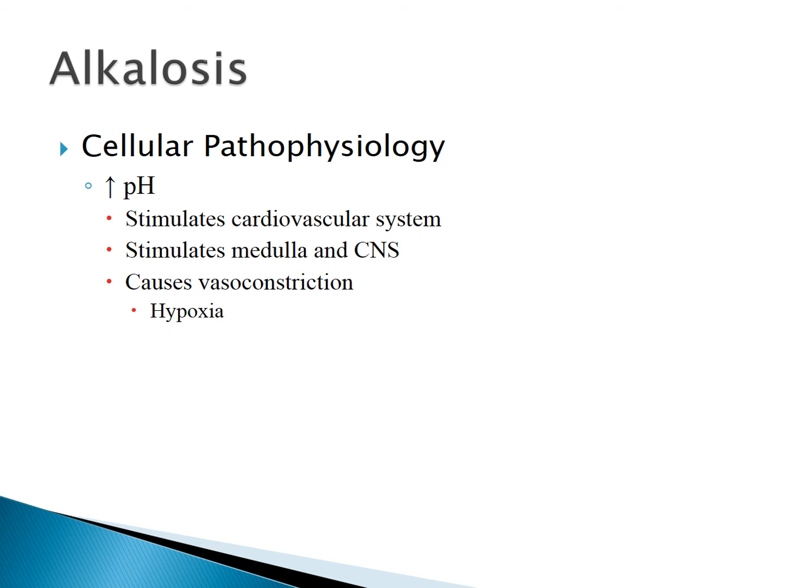An increase in pH also will stimulate the medulla and the CNS, but this time, because it's alkalotic, it causes vasoconstriction. So you're going to have decreased blood flow and increased hypoxia systemically and to the brain. Okay, so again, this is more of a hypoxic event when they're alkalotic.